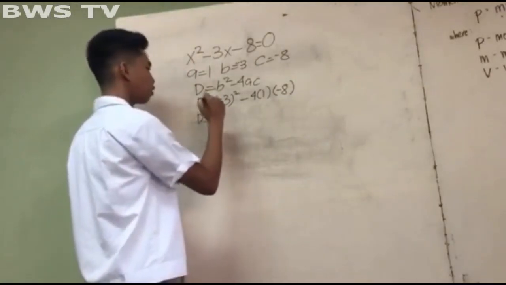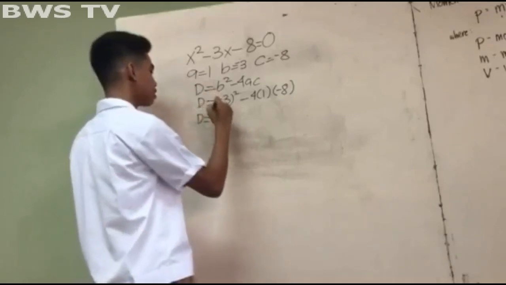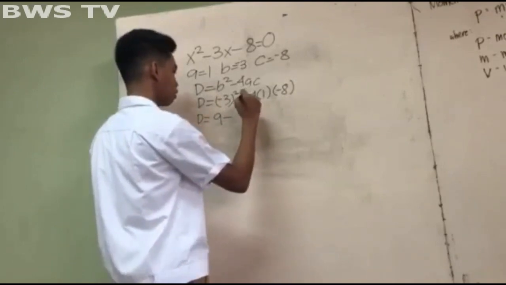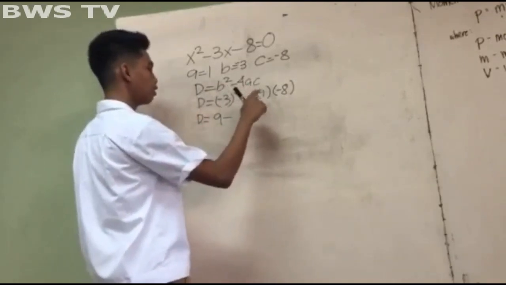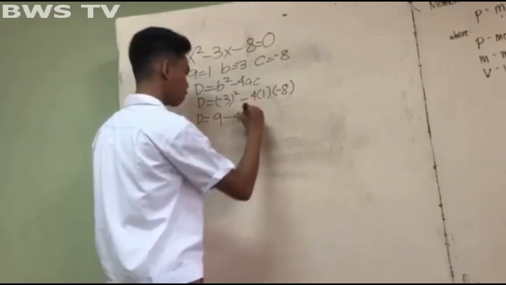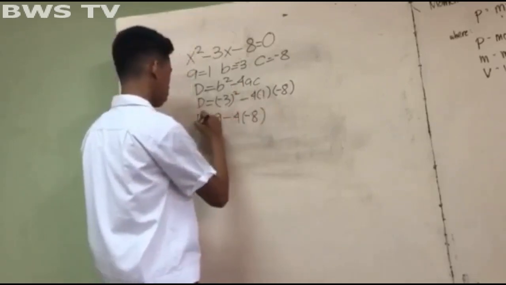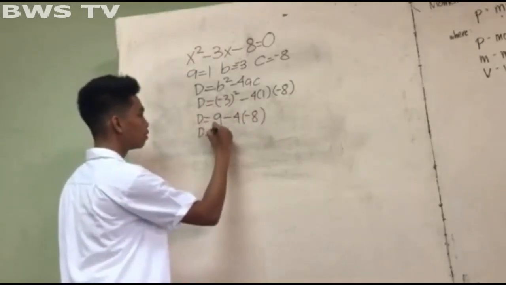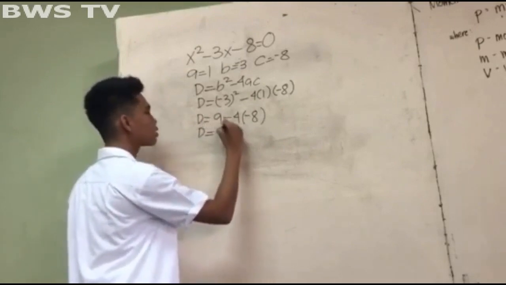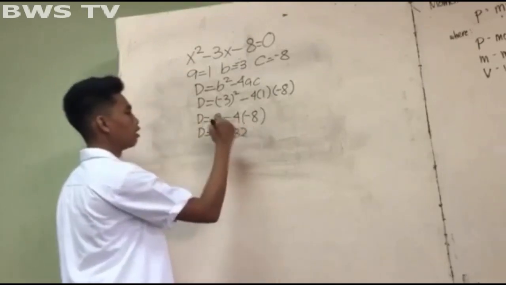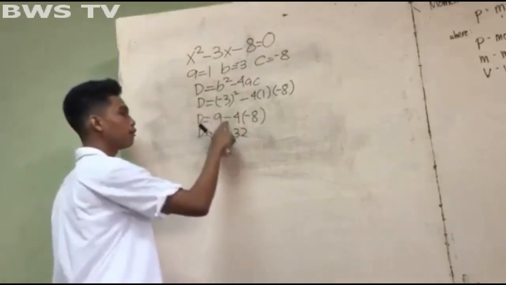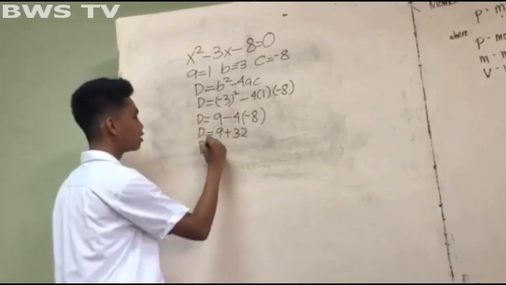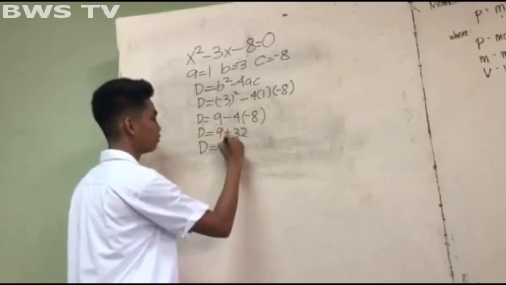D is equal to negative 3 times negative 3, which is positive 9, minus 4 times 1 is 4 times negative 8. Then we will simplify this. D is equal to 9 plus 32. It is positive since negative times negative is always positive. Then simplify. D is equal to 41.